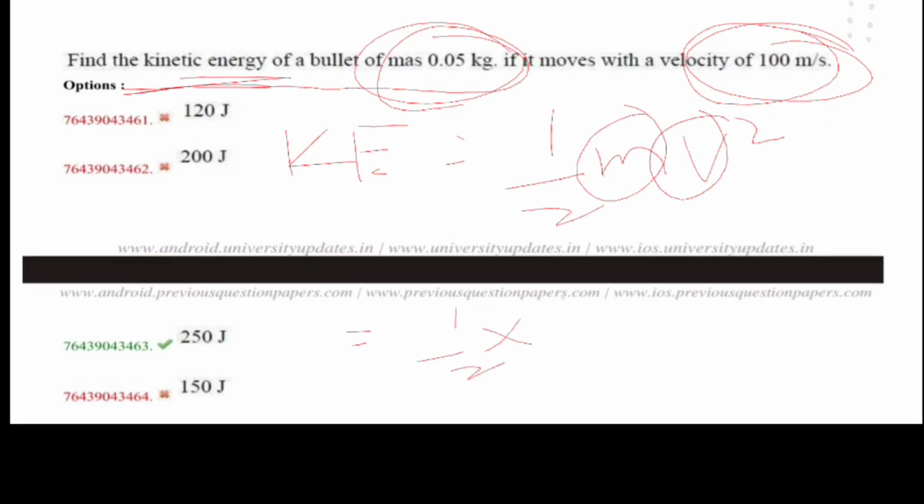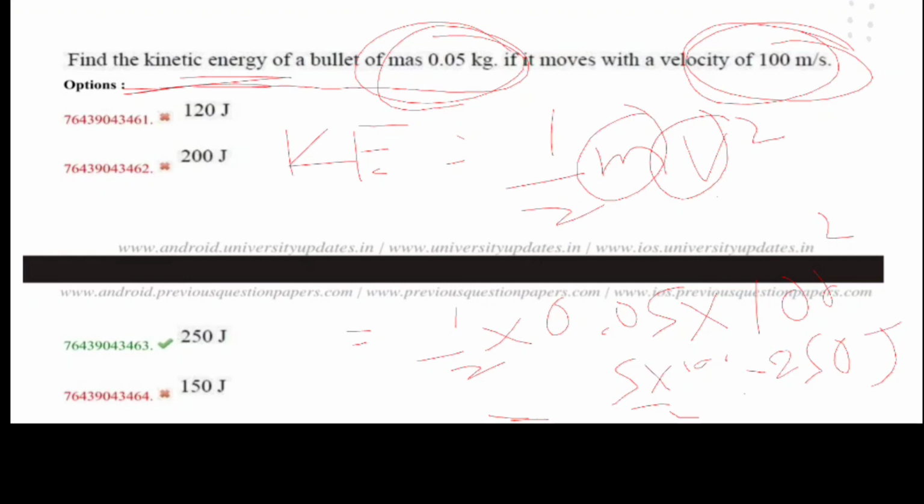Half, what is the mass? 0.05 into velocity 100 square. So 0.05 into 100 will be 5. 5 into 100, 500 by 2. 500 by 2 is nothing but 250 joules. The unit of kinetic energy is joules. It is important. The answer is 250 joules. Let's see the next question.